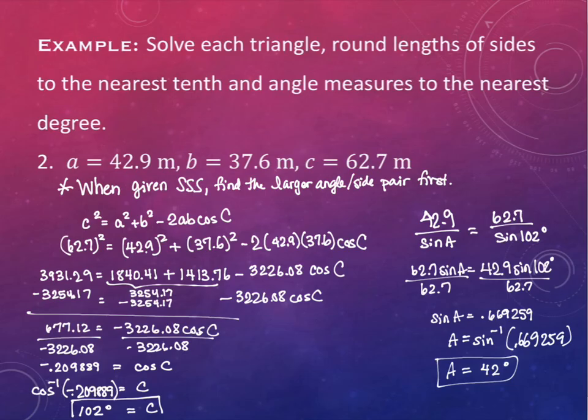Okay, so how are we going to find angle B? Just subtract 180 minus the 102 and the 42. What is angle B? Should be 36.